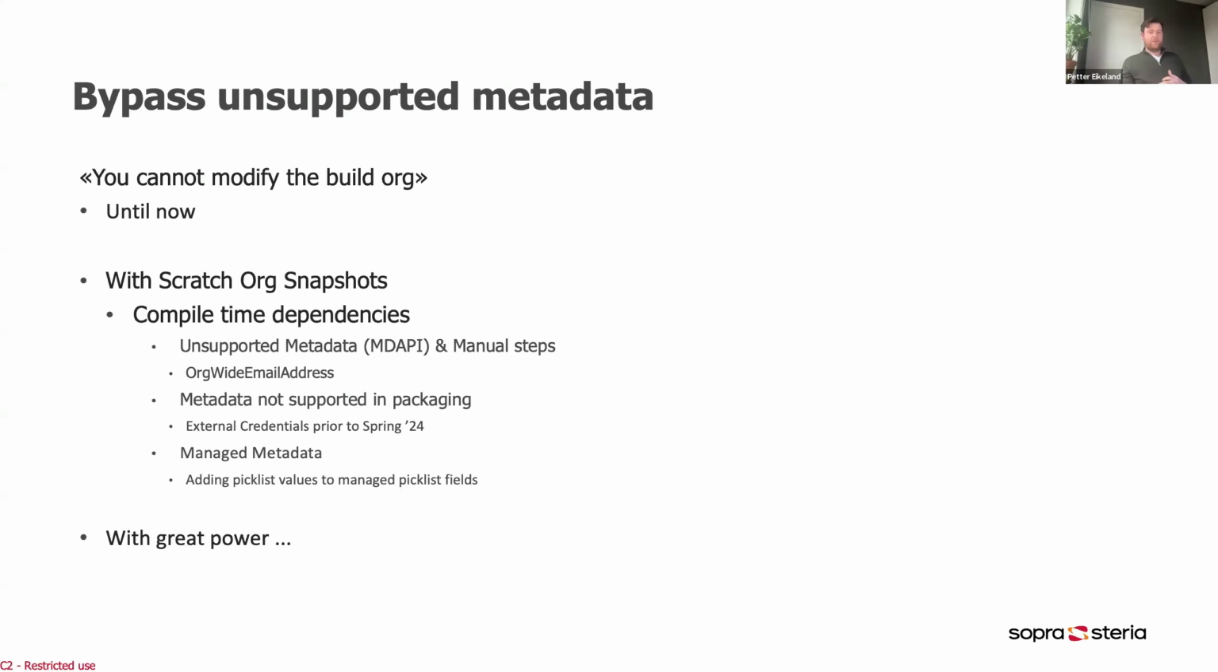And of course, if you can do this for compile time, you can do everything also for runtime dependencies. But as with everything with great power, you should have very good control over what you try to add to your build orgs, because you can really mess things up if you don't have control over what you try to add, or lose control over dependencies or what you're actually trying to validate.